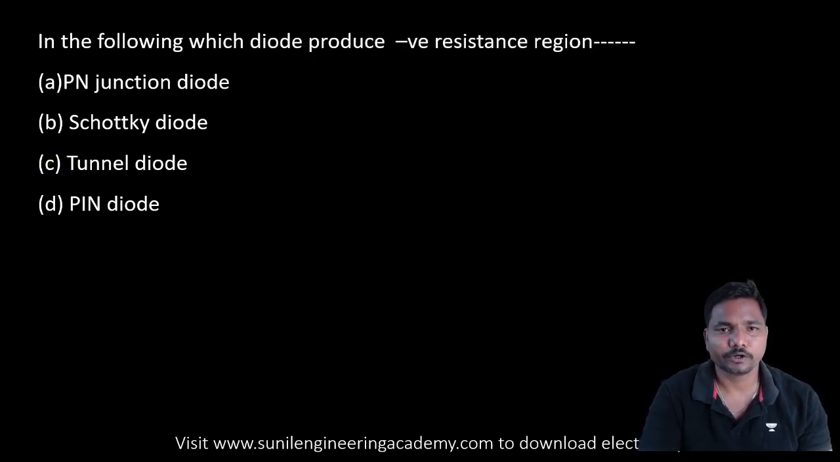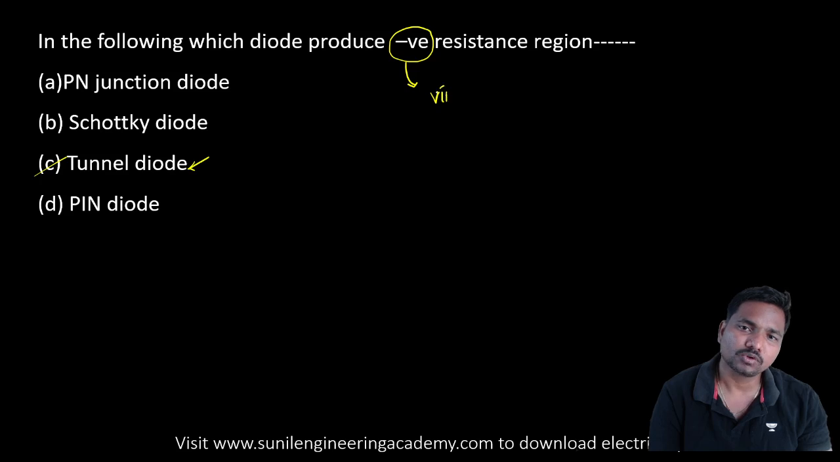Which diode produces a negative resistance region? Very important question. That means the tunnel diode produces the negative resistance region. What is this negative resistance region? As voltage increases, the current decreases, then you can say that is the negative resistance.